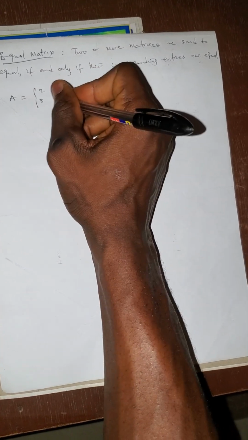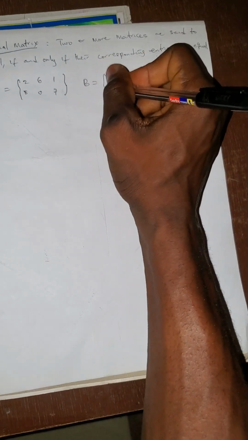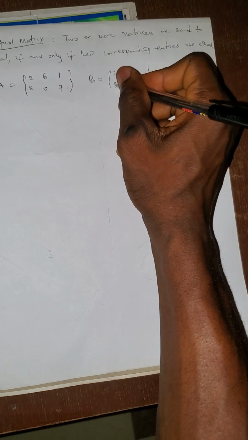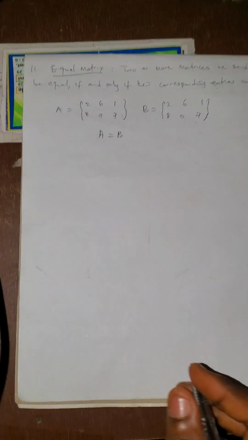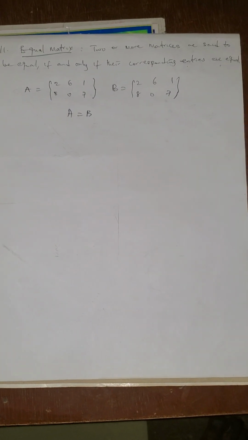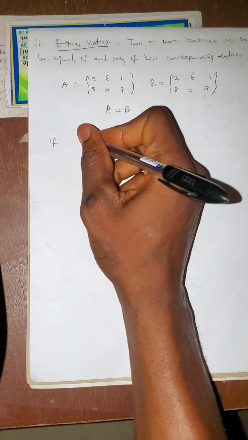Now if you have matrix A to be 2, 6, 1, 8, 0, 7, and matrix B to be 2, 6, 1, 8, 0, 7, we can now say that matrix A is equal to matrix B. But the examiner will not set this simple question for you. We have to give you some questions. Now let us look at some questions under this before we proceed.